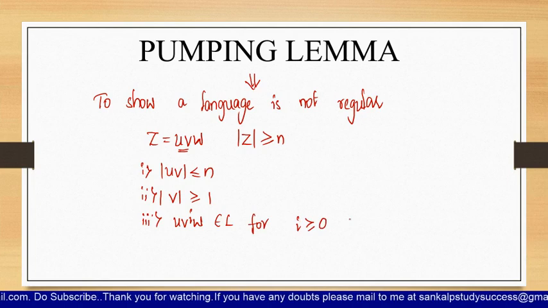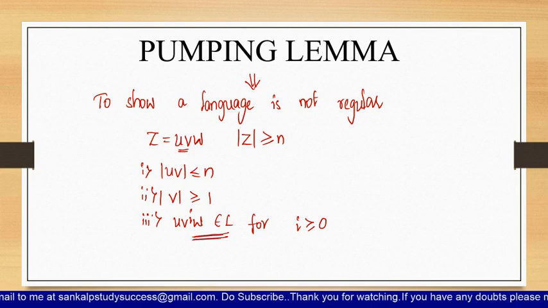So this pumping lemma is used to show a language is not regular. Now let us consider z equals uvw where mod z, that means the length of the string, should be greater than or equal to n. And here mod uv is less than or equal to n. And also the length of v is greater than or equal to 1, and for any i, that means you can take any value of i where i is greater than or equal to 0, then u v power i w, you will assume that it belongs to L.